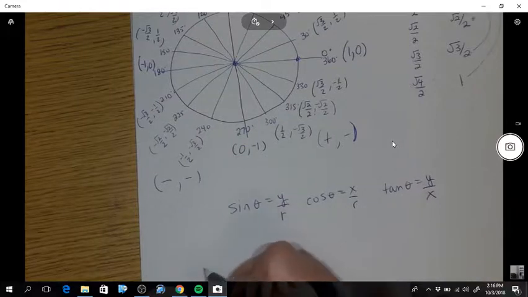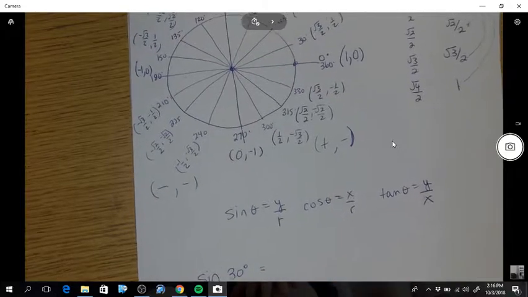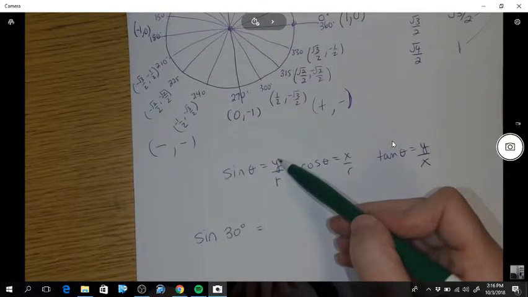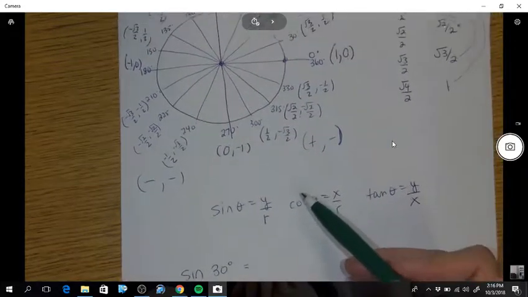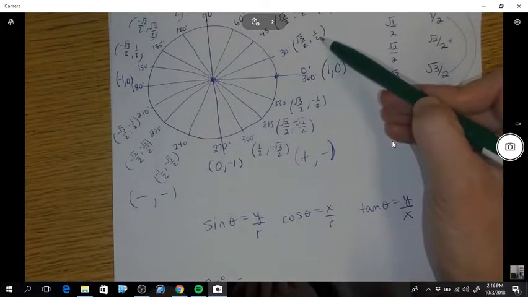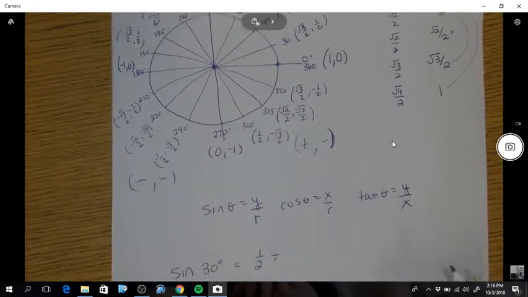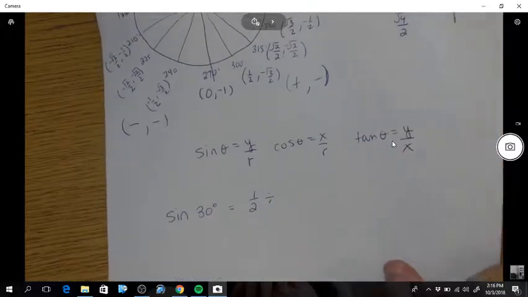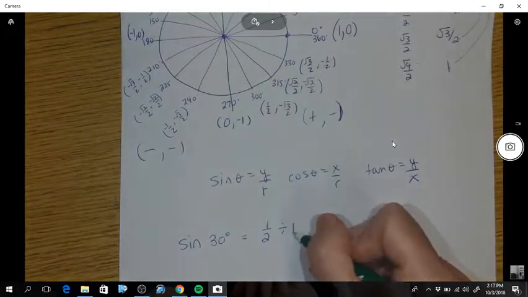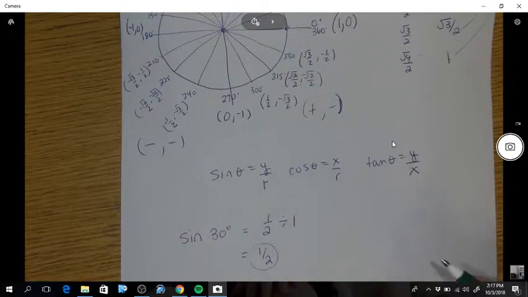Okay, ready. What is the sine of 30 degrees? The sine is using the y coordinate over the r coordinate. So I'm going to go here. I find 30 degrees. This is the y coordinate. So I'm doing 1/2 and dividing it by the r. What is the r? What is the radius of this circle? 1. So therefore my answer is 1/2.